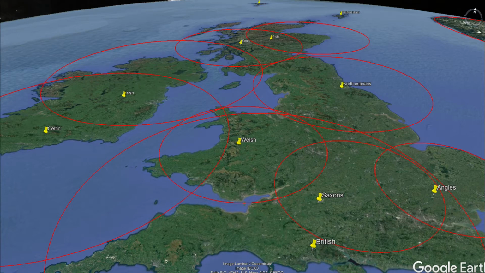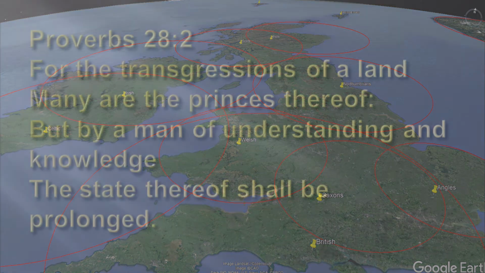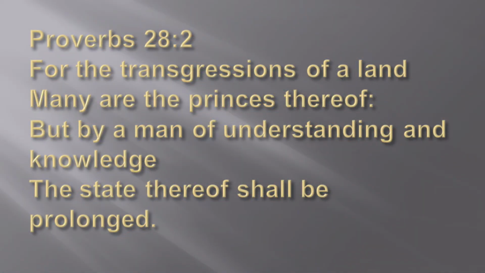There seems to be a system of rules for the elite and another system of rules for the peasants, even though all of our attempts have tried to stamp this out, even in American culture. But righteousness always has to be upheld by righteous people, and if the people don't want that, then it just falls to the wayside, as we always see. In Proverbs 28, "For the transgressions of a land, many are the princes thereof, but by a man of understanding and knowledge, the state thereof shall be prolonged."